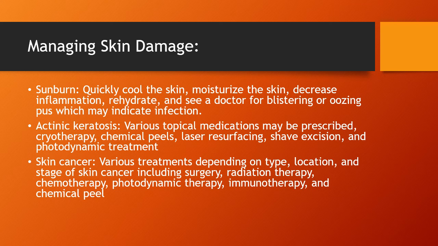Managing skin damage. Sunburns are managed by quickly cooling the skin, moisturizing the skin, decreasing inflammation, drinking plenty of fluids, and seeing a doctor if blistering or oozing pus, which may indicate infection. Actinic keratosis: various topical medications may be prescribed. Cryotherapy may be used. Other treatments include chemical peels, laser resurfacing, shave excisions, and photodynamic treatment.